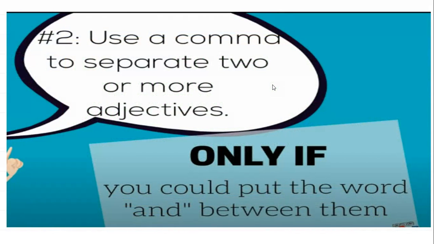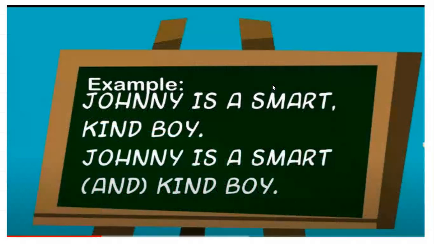Rule number 2: use a comma to separate two or more adjectives, but it can only happen if we can put "and" in between them. Johnny is a smart, kind boy. So we can also say Johnny is a smart and kind boy. Instead of "and," we are putting a comma here.